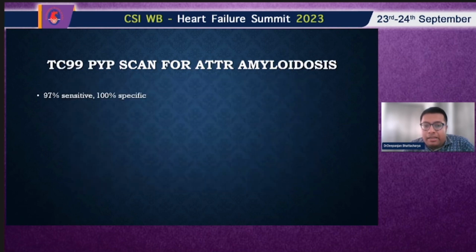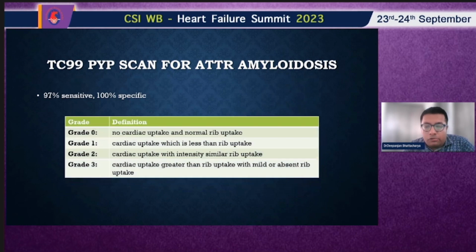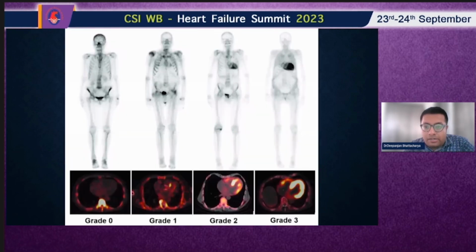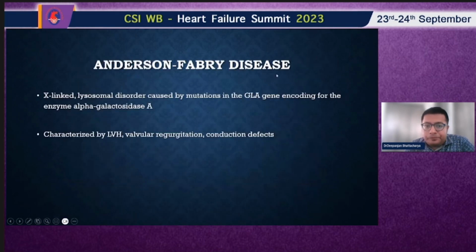And for ATTR amyloid, the technetium pyrophosphate scan has got a sensitivity of 97% and specificity of 100%. So this is the heterogeneity score which is used, and this is a picture. Basically, we have to compare the uptake in the heart as compared to the uptake in the ribs.